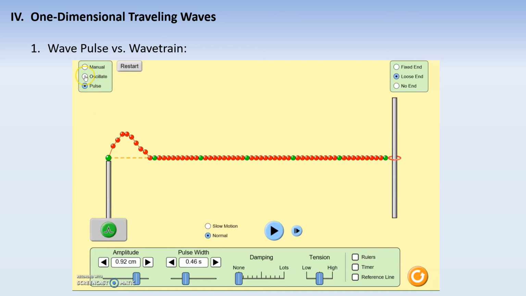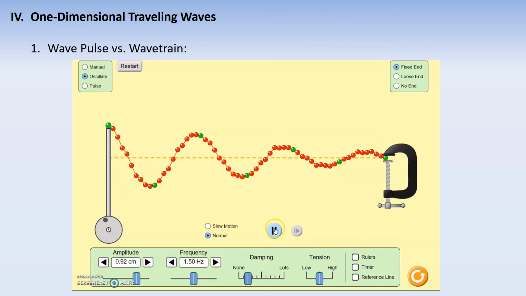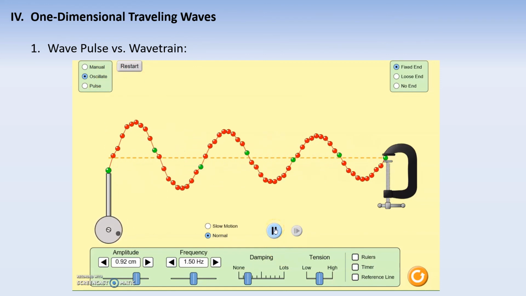In order to create a wave train or continuous traveling wave, we need to continuously disturb the medium. So what we'll show here is that the oscillator will continuously disturb this medium, in which case we have a traveling wave or wave train.